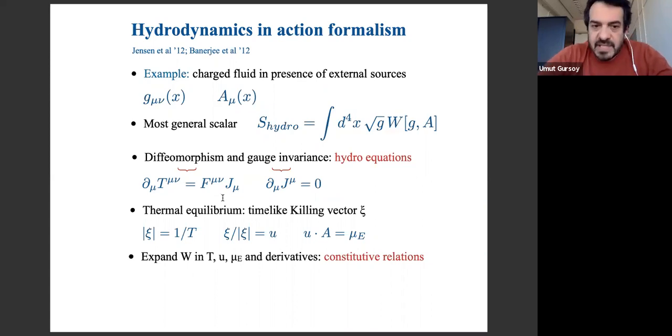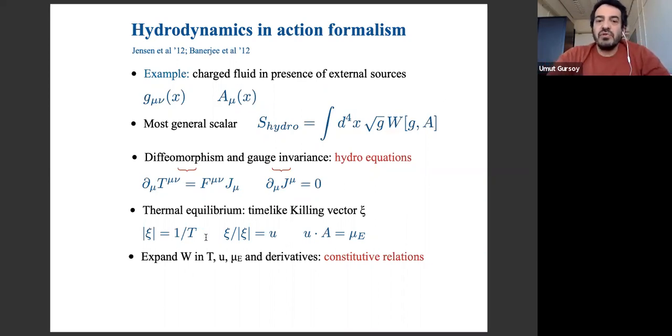Then the next step is to assume that there is some kind of thermal equilibrium in the system, which means that there exists a Killing vector, zeta. Using this Killing vector, you can define essentially the hydrodynamic variables in your system. One of them is the norm of this Killing vector, that will be the inverse temperature. The Killing vector itself, normalized, would give you the fluid velocity, and you can also define the electric chemical potential by dotting it with the external source A.